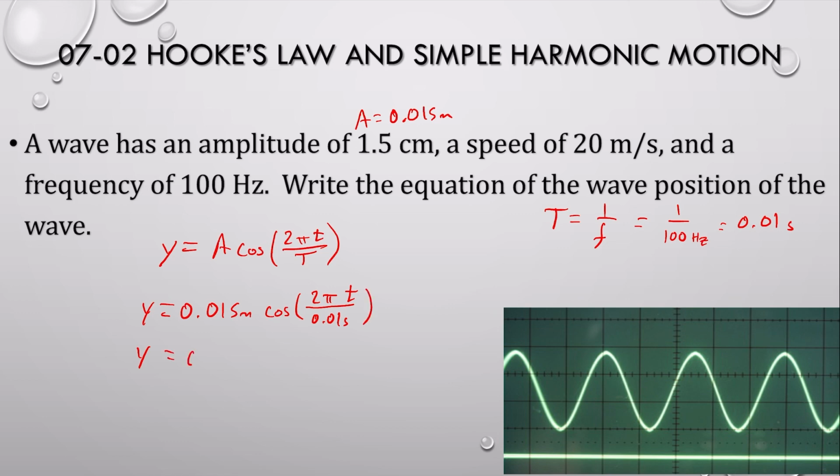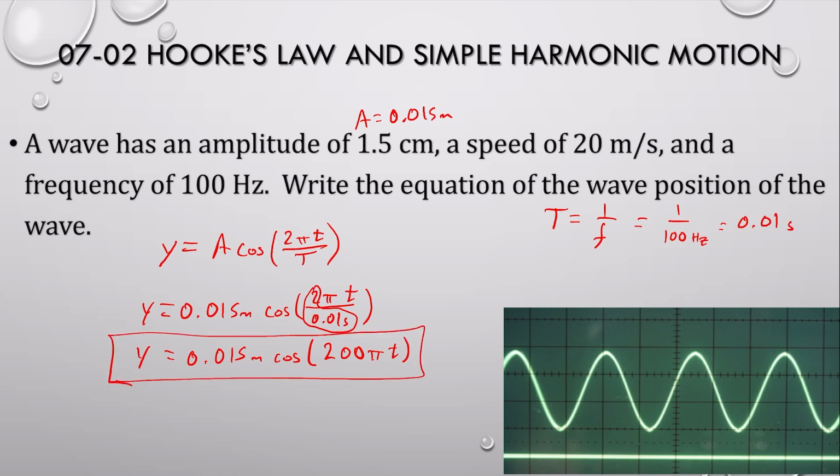Okay. We could simplify now. 2 divided by the 0.01 seconds is 200 pi t. And now we have a function that'll give us the position of the wave at any given time.